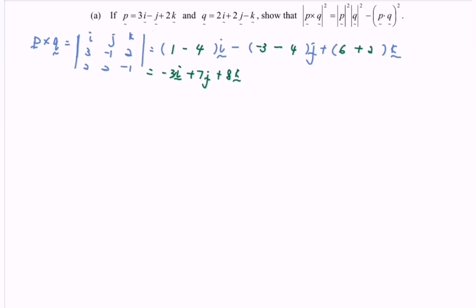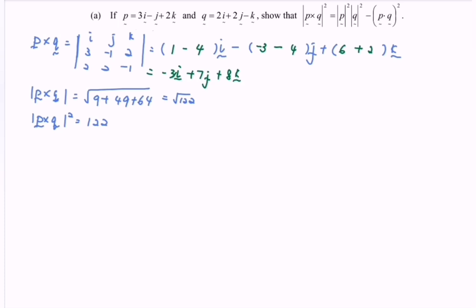Next, the modulus of vector P cross with the vector Q. So we have the formula, square root of 9 plus 49 plus 64. So we will have square root of 122. So based on the situation, the modulus, or we can say the magnitude, of P cross Q squared, we will have 122.